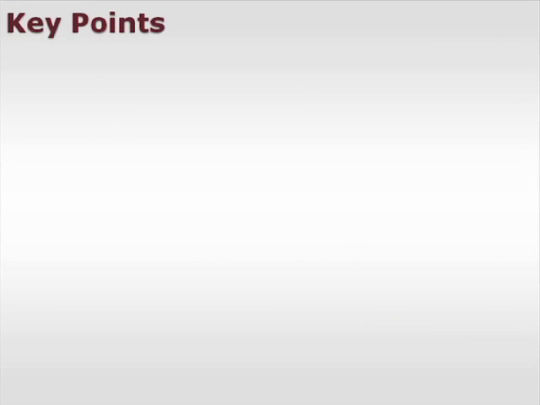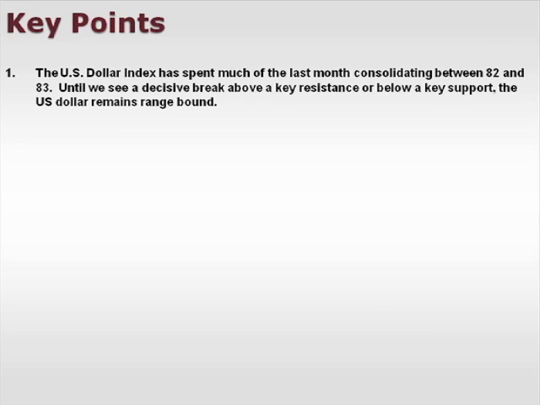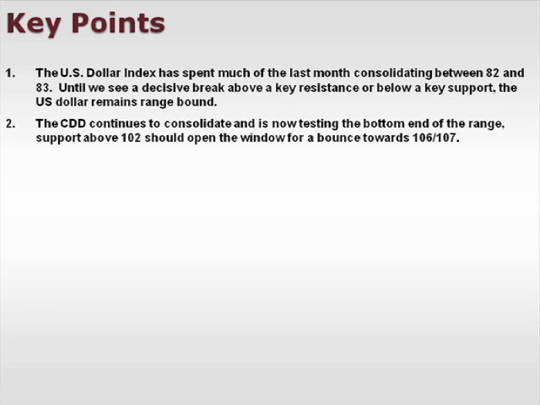Let's take a look at a few of our key points. First of all, the U.S. dollar index has spent much of the last months consolidating between 82 and 83. Until we see a decisive break above a key resistance or below a key support, the U.S. dollar remains range-bound. The CDD continues to consolidate and is now testing the bottom end of the range. Support above 102 should open the window for a bounce towards 106-107.